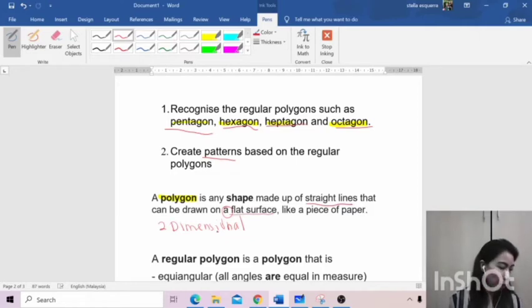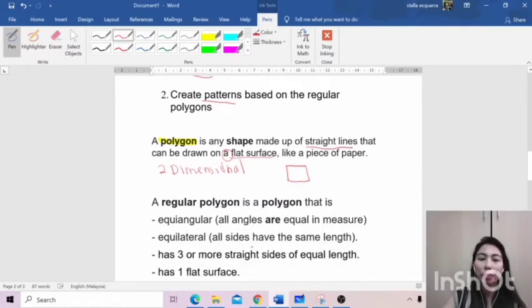So if I have a paper and I draw a shape now, it must be a straight line. If I draw a square, it's only one flat surface, right? So this is a polygon. That is a polygon. So now we want to know what a regular polygon is.